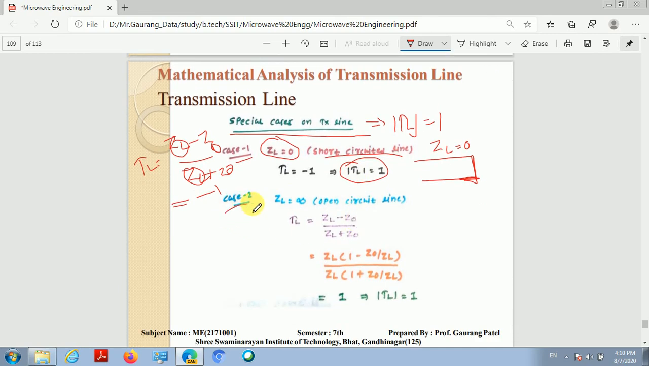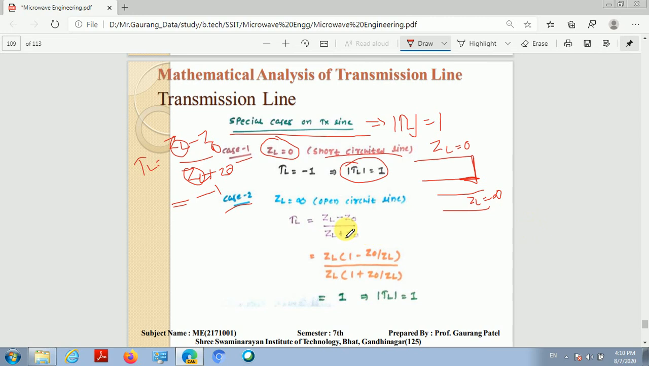Another case, case number 2, when ZL is equal to infinity, मतलब यहाँ पे जो line है वो open circuited है. Line is open circuited. That is, ZL is equal to infinity. Load impedance is infinity. So in that case also the magnitude of the reflection coefficient is 1.